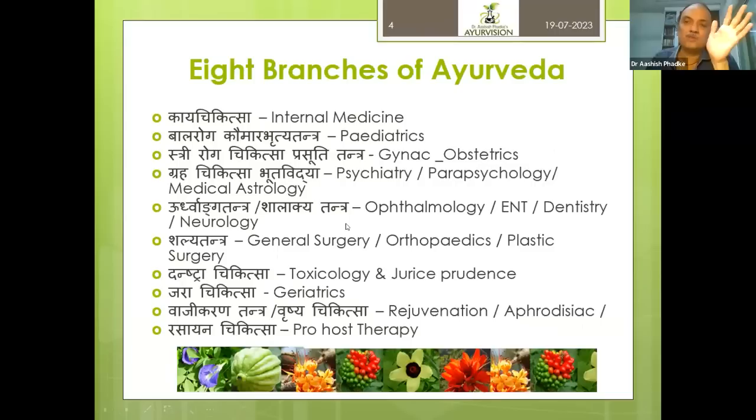Now we will not get into all the details of these 8 branches, but just to know that Ayurveda is basically a science which consists of 8 different branches: Kaya, Bala, Graha, Urdhvanga, Shalya, Damshtra, Jara, Vrisha. Basically 8 full-fledged disciplines were discussed by Ashtanga Hridayakar Vagbhatacharya in those times, and we are still practicing them even now.